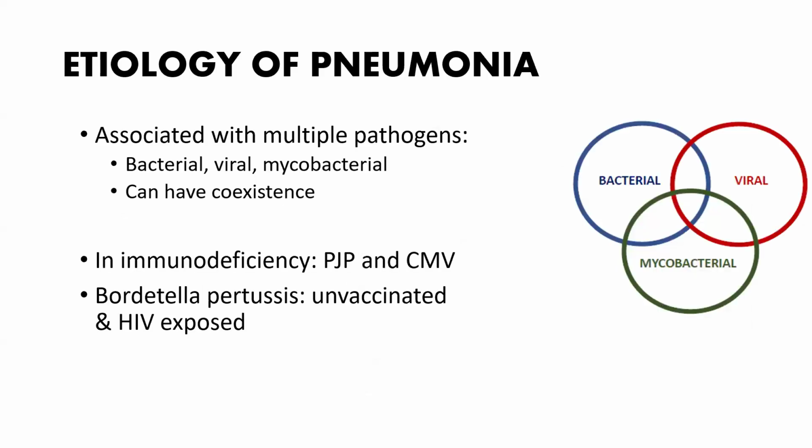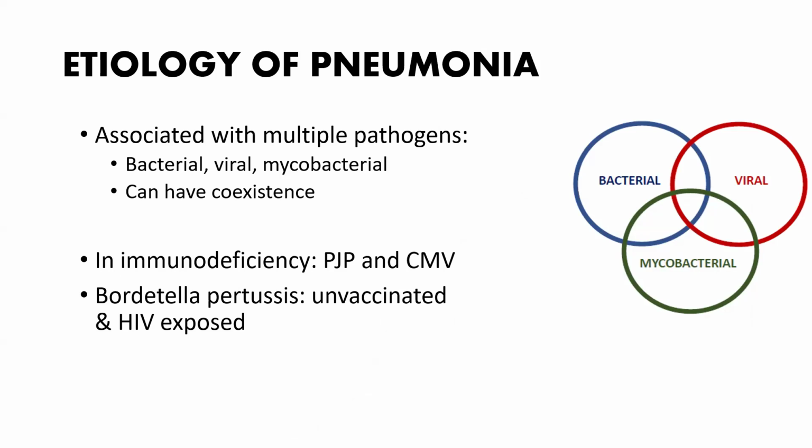Carry on. So, for the etiology of pneumonia, as I said, you can have bacterial, viral, and mycobacterial. And the point of having a Venn diagram is to show that you may have overlapping. So you may have coexistence of bacterial and viral. You may have viral and mycobacterial. You may have bacterial and mycobacterial.